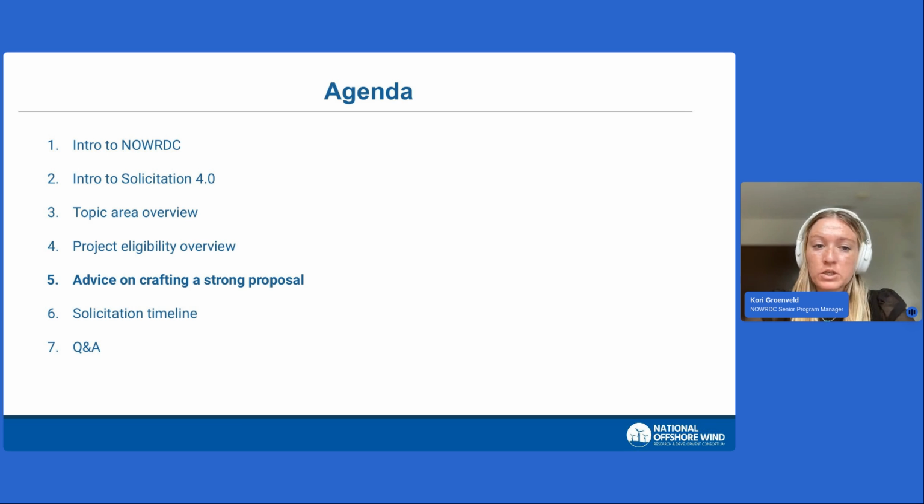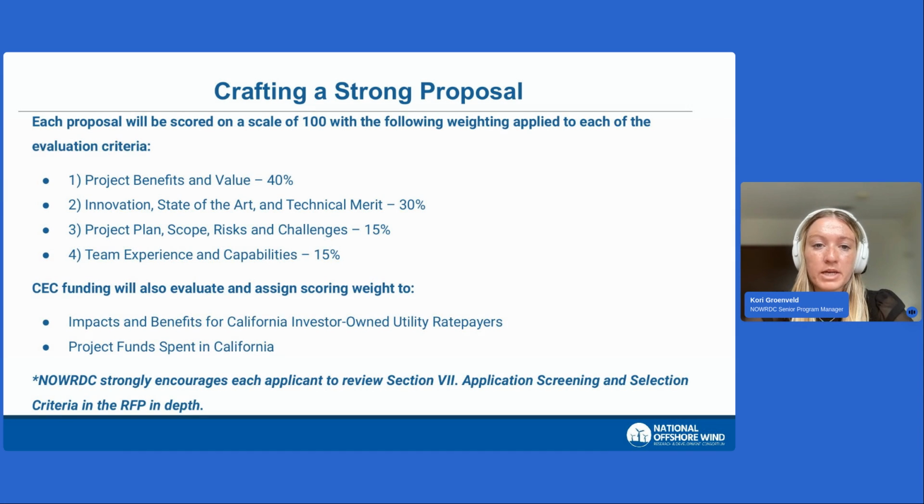Now, we have some advice on crafting a strong proposal. This is based on the scoring criteria listed in the RFP and also based on what we've learned from conducting previous solicitations. This is fully listed in the RFP in much more detail, but just to summarize here, each proposal will be scored on a scale of 100 with the following weighting applied to each of the evaluation criteria.